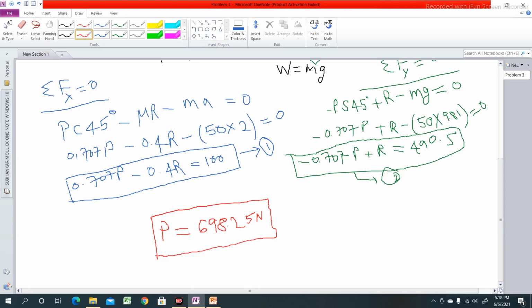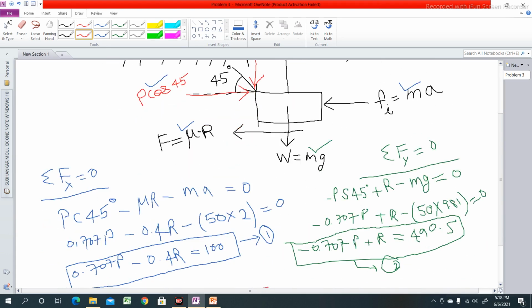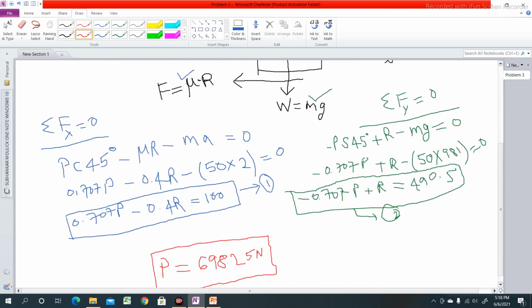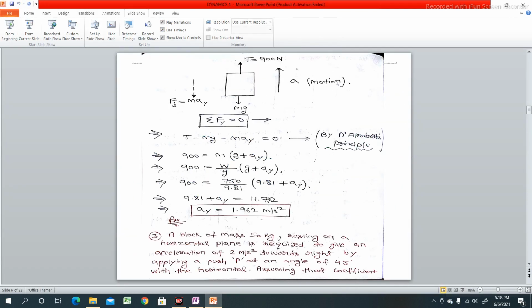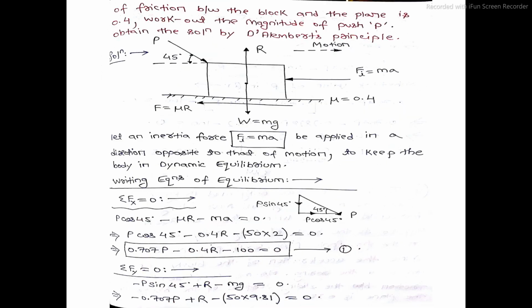In this problem you need to find out the magnitude of push force P you will apply on this block, so that this block will move in right direction with an acceleration of 2 meter per second square. So this is the solution of today's very first problem. So you can see, whatever I have shown you or solved so far, all these things are given in the slides. You can refer to this slide also for your reference.